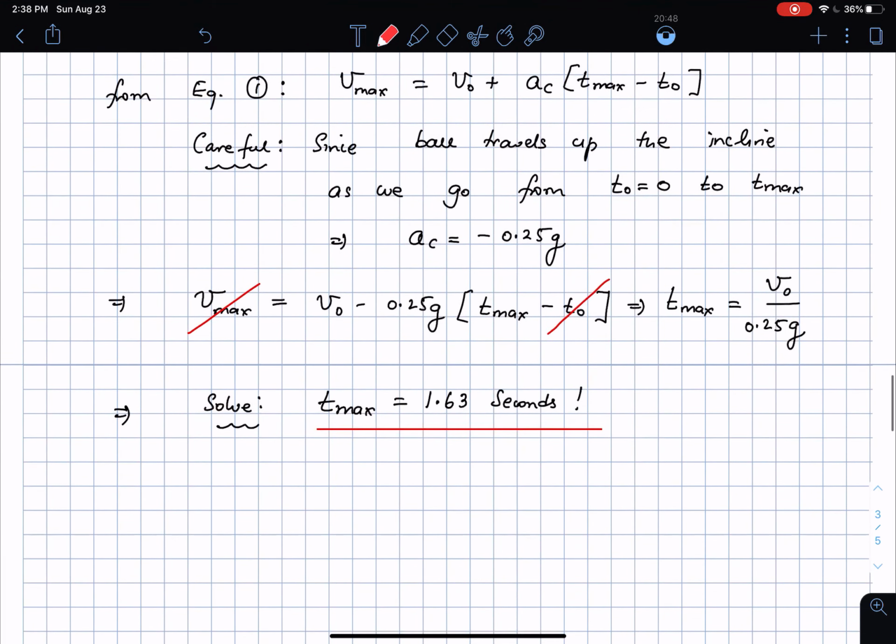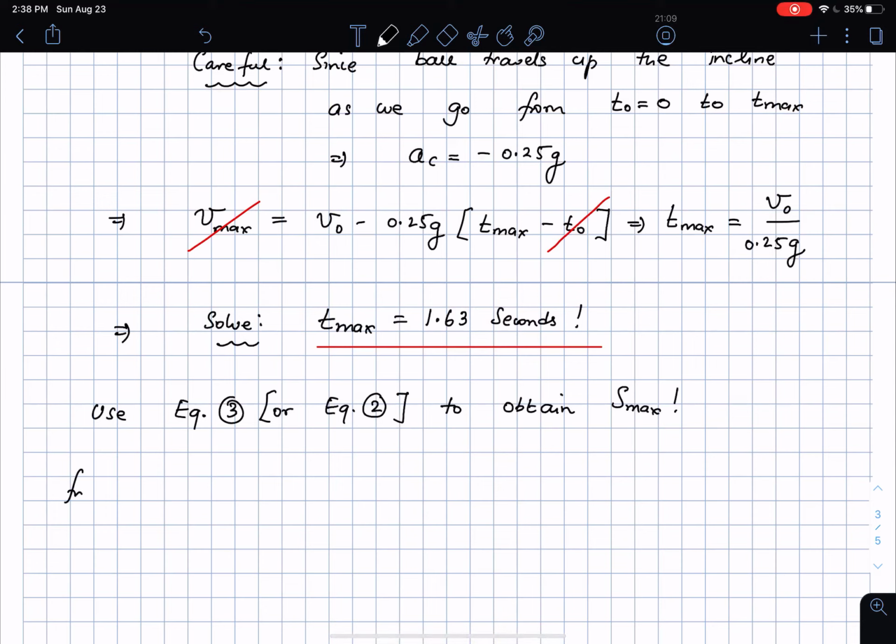Then the second thing is I need to calculate the maximum distance traveled. I'm going to make use of equation 3. Use equation 3 or equation 2, your choice, to obtain S max. So from equation 3, here is what I have. V max square is V naught square plus 2 times AC times S max minus S naught.